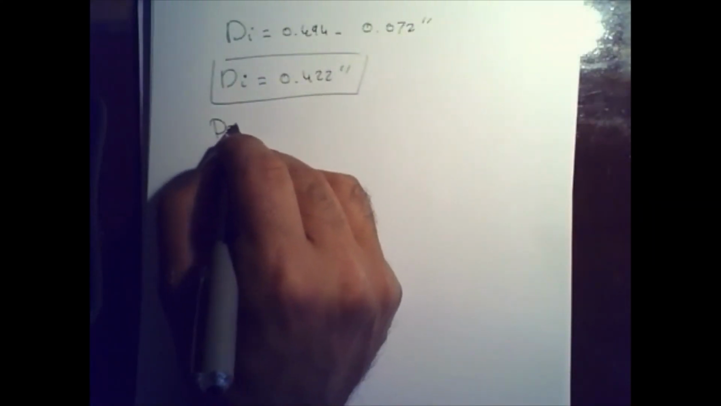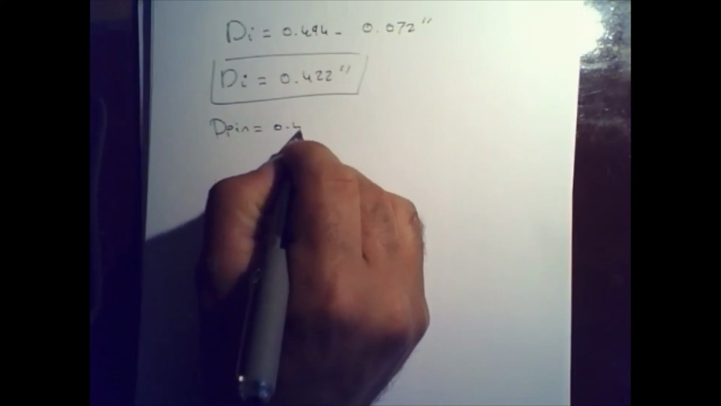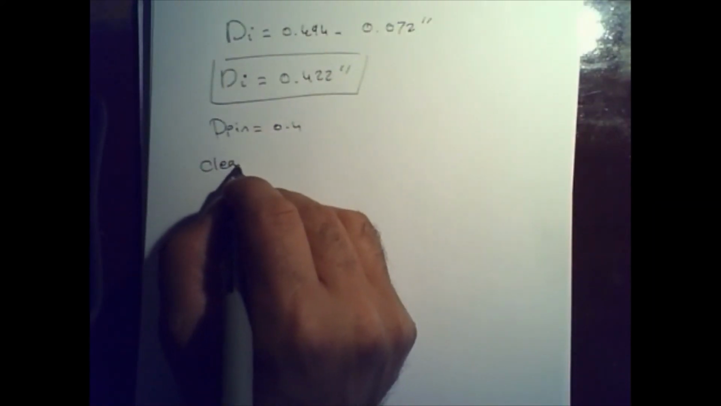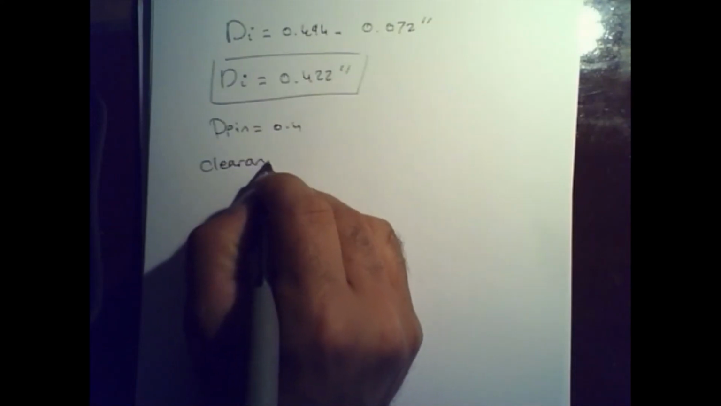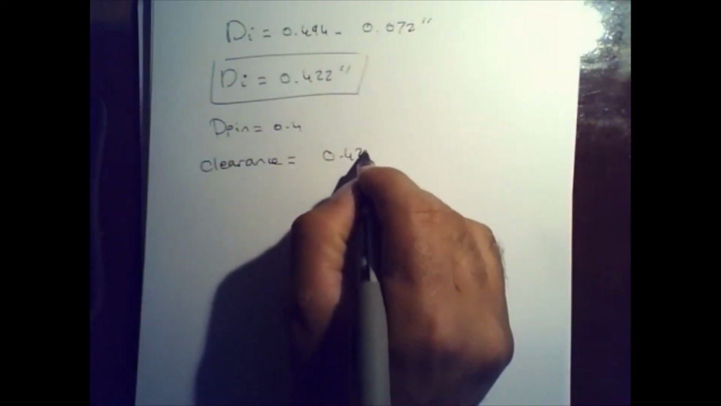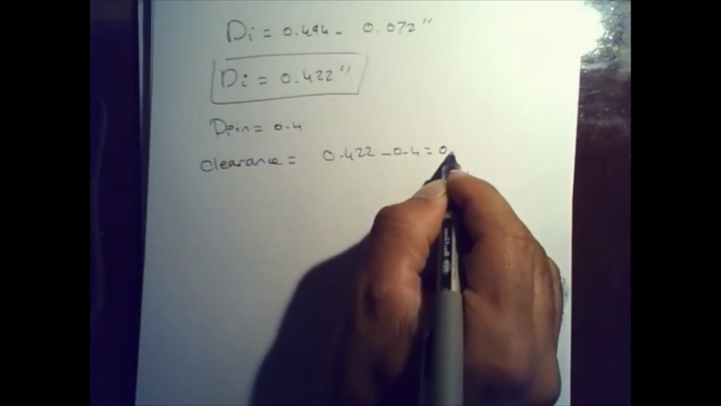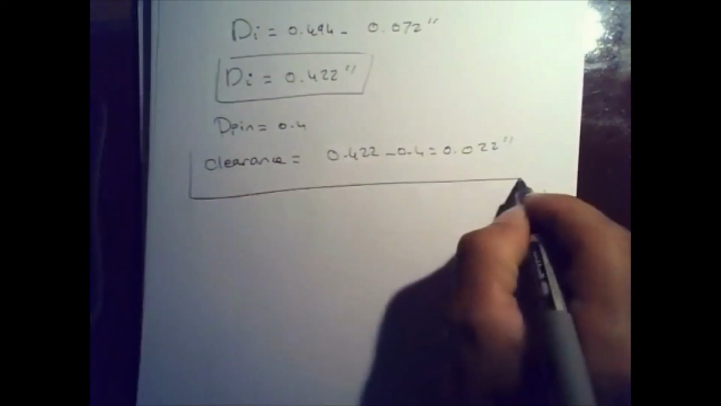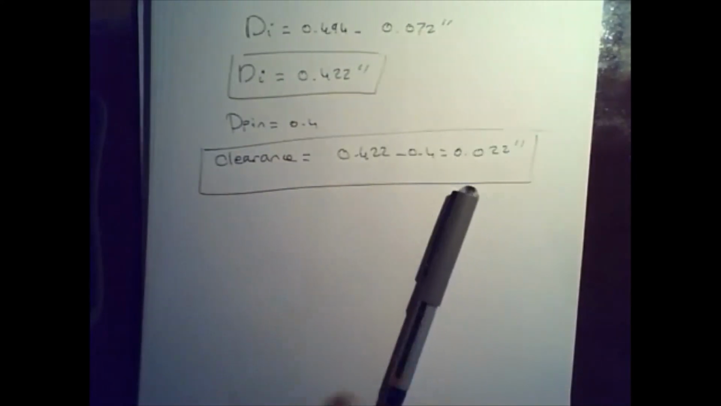D of the pin was equal to how much? 0.4. So clearance, and this is diametric clearance, right? Clearance is going to be equal to 0.422 minus 0.4, which is 0.022 inches. Okay, guys, so that is what you need to know regarding the static failure, or the yield failure, of torsion springs.